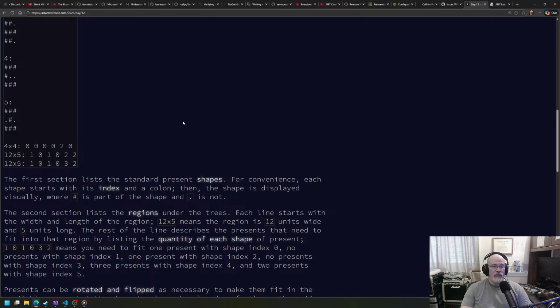The second section lists the regions under the tree. Each line starts with the width and length of the region. 12 by 5 means the region is 12 units wide and 5 units long. The rest of the line describes the presents that need to fit into that region by listing the quantity of each shape of present. 1, 0, 1, 0, 3, 2 means you need to fit one present with shape index 0, no presents with shape index 1, one present with shape index 2, no presents with shape index 3, 3 with 4, and 2 with 5.